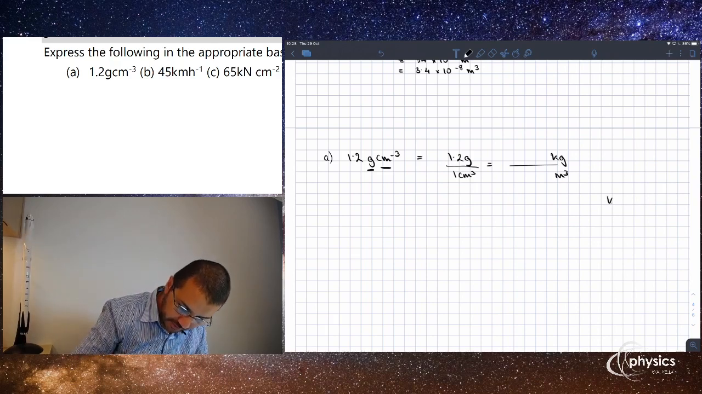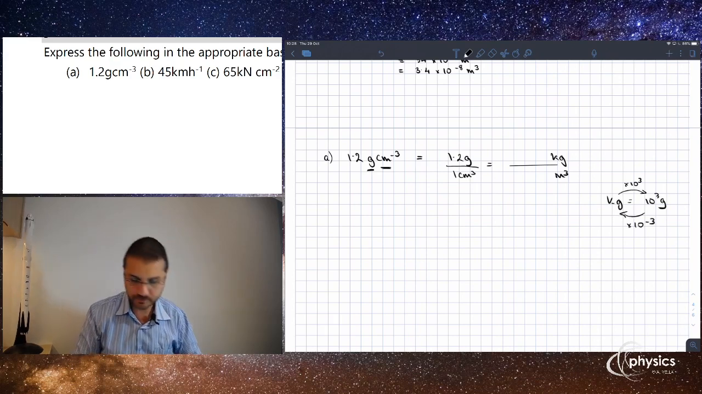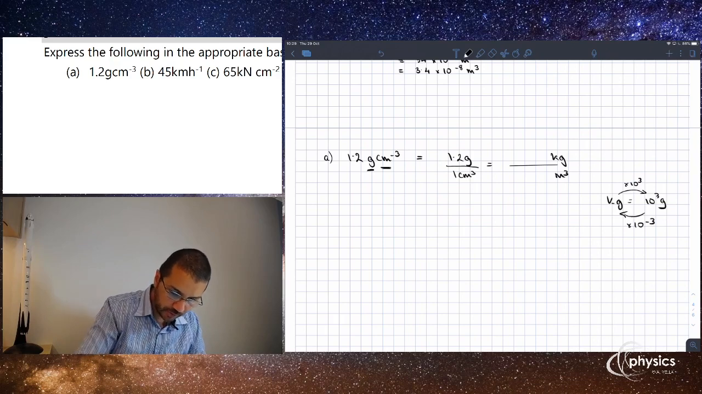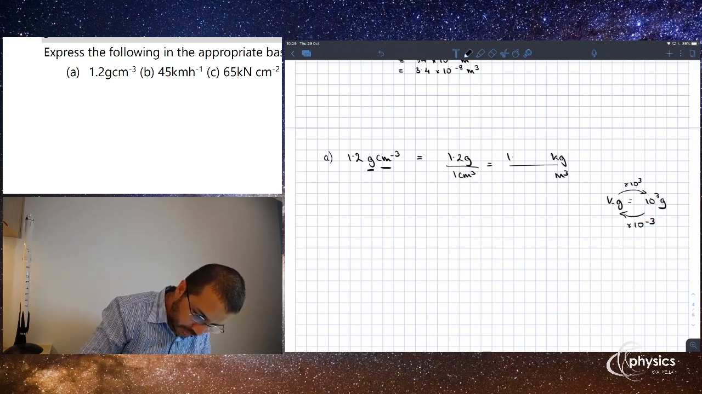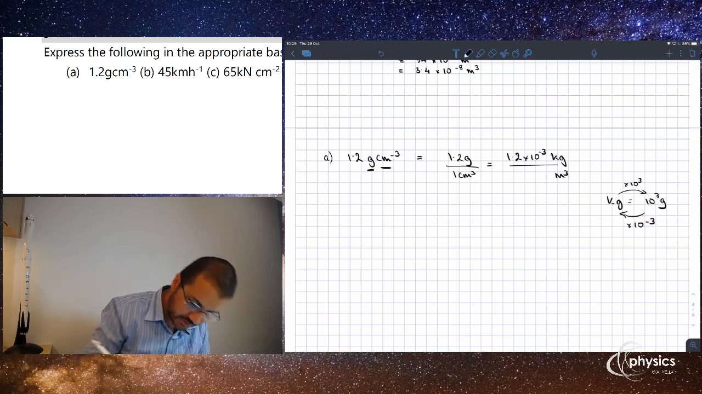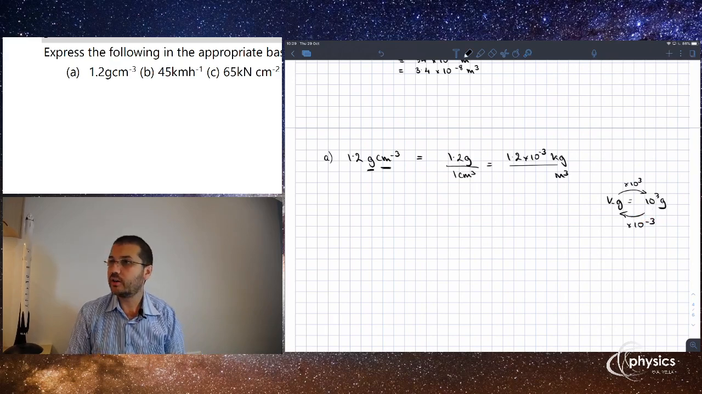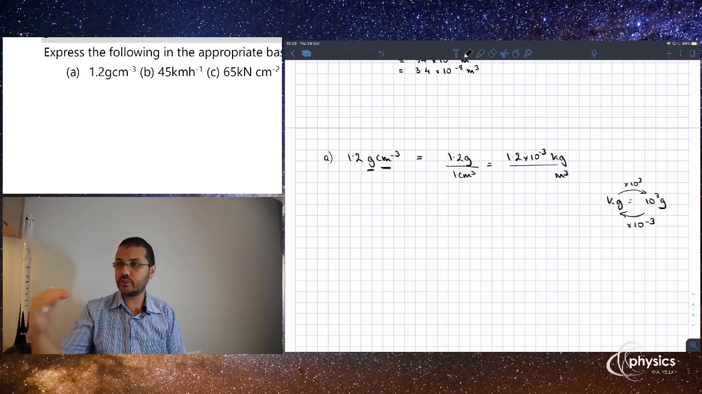So if we have kilogram, kilo means 10 to the 3. From kilograms to grams, times 10 to the 3. From grams to kilograms, times 10 to the minus 3, because it's the opposite. We're moving from grams to kilograms, so we have to use 10 to the minus 3. So 1.2 times 10 to the minus 3 kilograms. Alright? Till now we just converted the grams to kilograms.